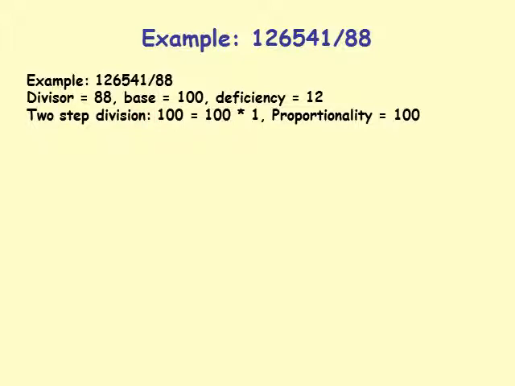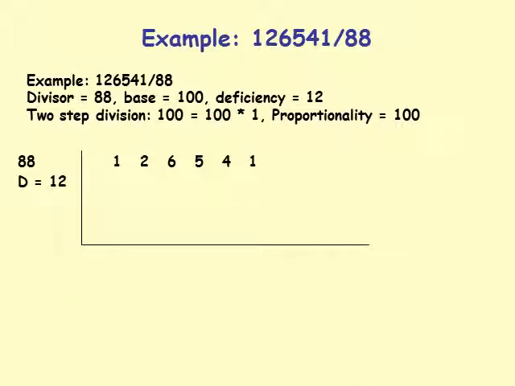We would use two-step division, which is the Nikhilam method of division. 100 is equal to 100 times 1. 100 is my natural base number, and 1 is the other factor of the base number we just chose. Proportionality would be 100. That's my first division. So this is where we set up the problem: 126541 is my dividend, and this is my divisor 88, and 12 is the deficiency of 88 from the chosen base.